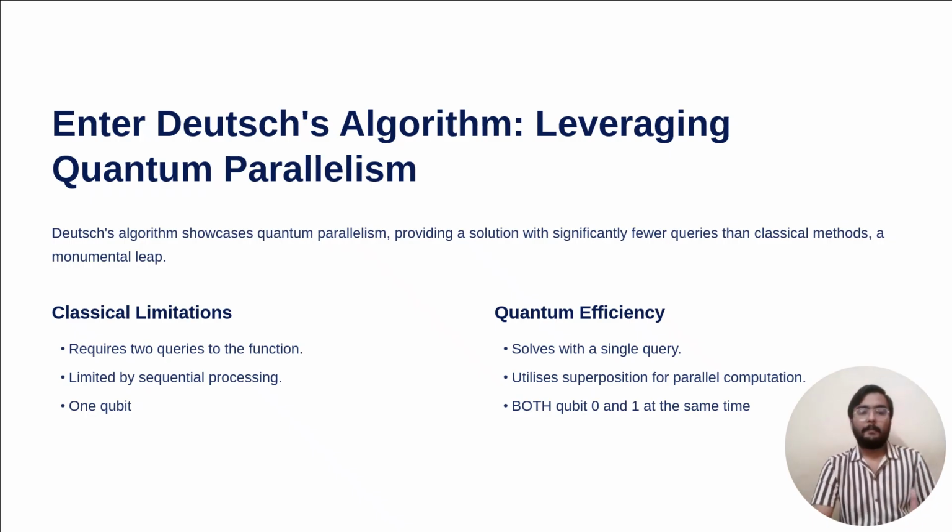Classical limitation and quantum efficiency. First, classical limitation: requires two queries to the function. Second, limited by sequential processing. Third, one input at a time. For quantum efficiency, first, solved with a single query. Second, utilizes superposition for parallel computation. Third, handles both inputs 0 and 1 at the same time.